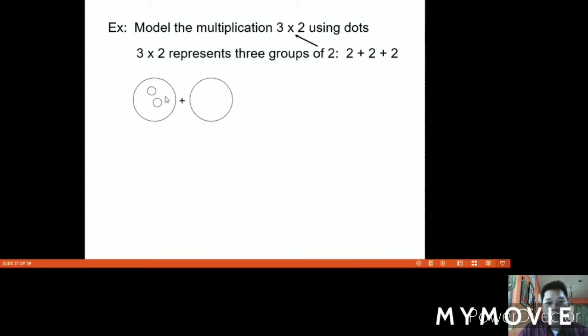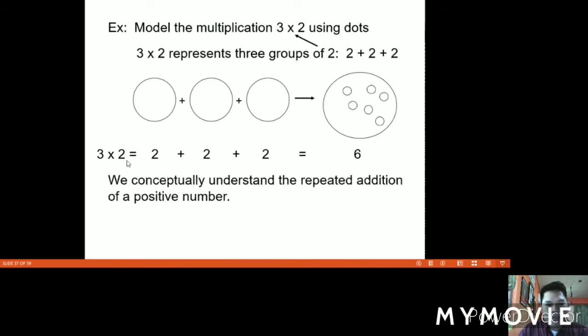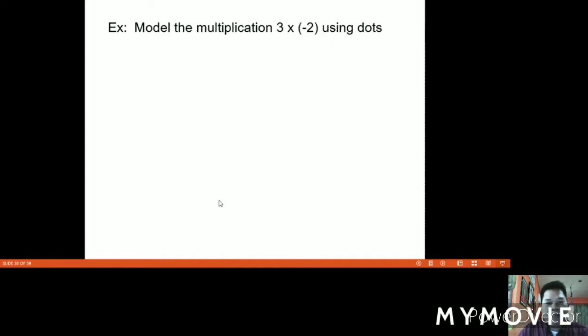Remember that our positive is represented by hollow dots. That is 2 plus 2 plus 2, combined. Therefore, 3 times 2 is equal to 2 plus 2 plus 2, which is equal to 6. We conceptually understand the repeated addition of a positive number.